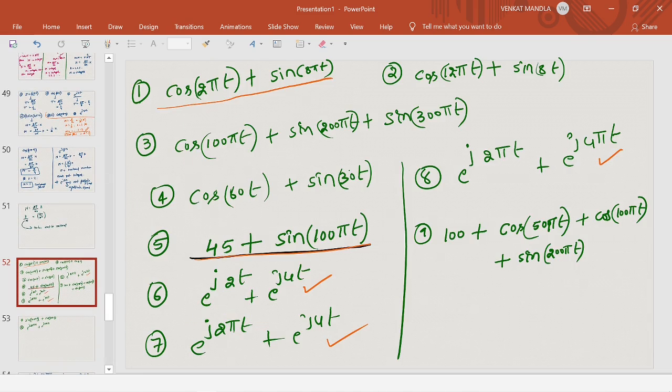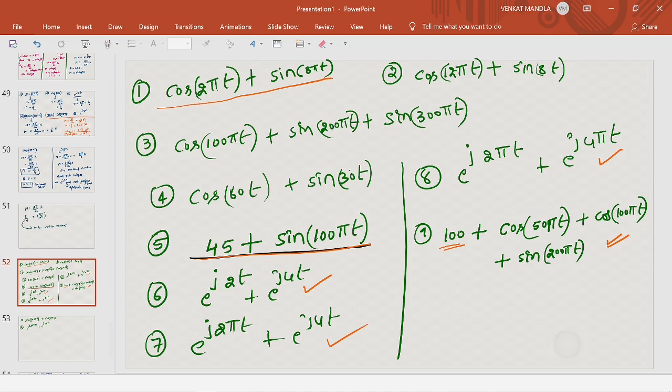So the next question, the last one. I will do it here itself. 100 plus cos 50 pi t plus cos 100 pi t plus sin 200 pi t. First of all, cos 50 pi t, cos 100 pi t, sin 200 pi t. Each is a periodic signal. This is the addition of these three signals plus some DC value. Addition of a DC value does not change the periodicity.